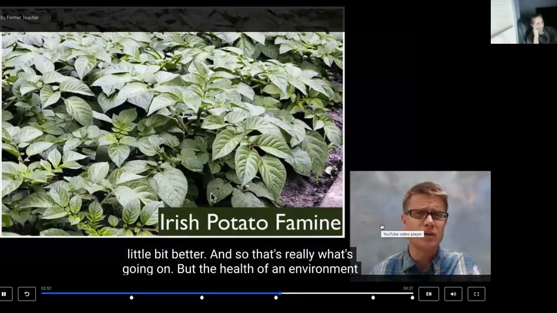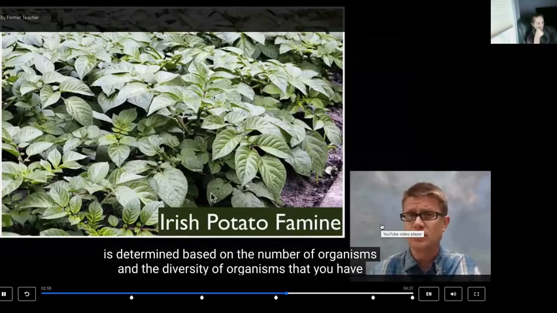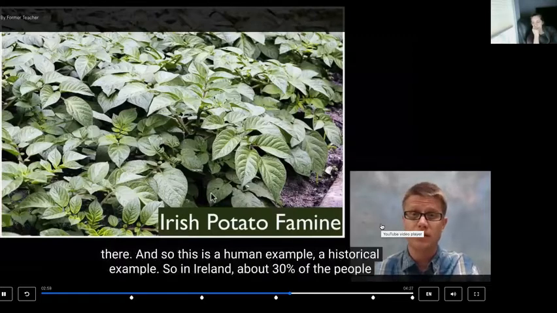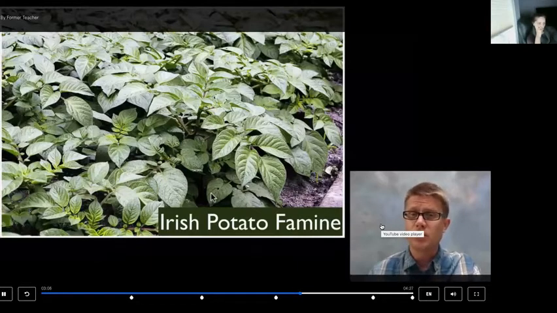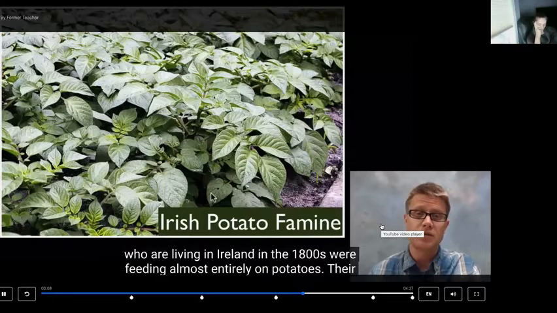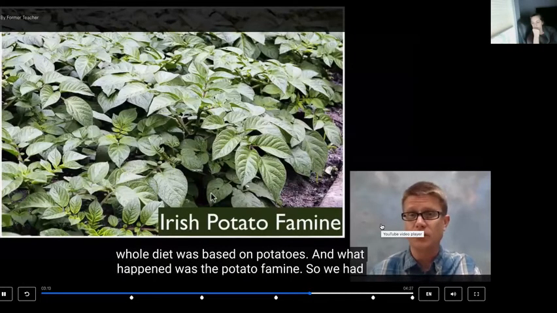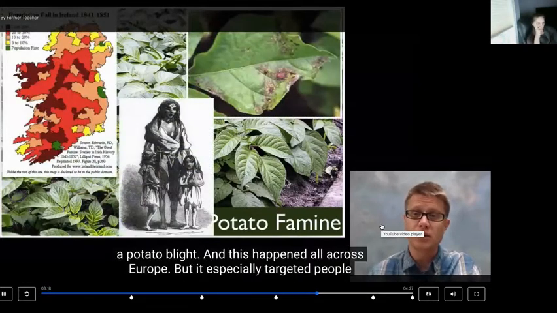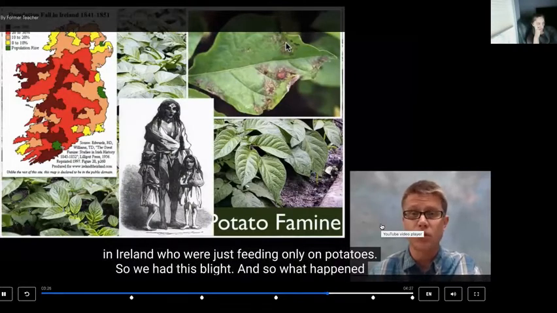But the health of an environment is determined based on the number of organisms and the diversity of organisms that you have there. And so this is a human example, a historical example. In Ireland, about 30% of the people living there in the 1800s were feeding almost entirely on potatoes. Their whole diet was based on potatoes. And what happened was the potato famine. We had a potato blight, and this happened all across Europe, but it especially targeted people in Ireland who were feeding only on potatoes.